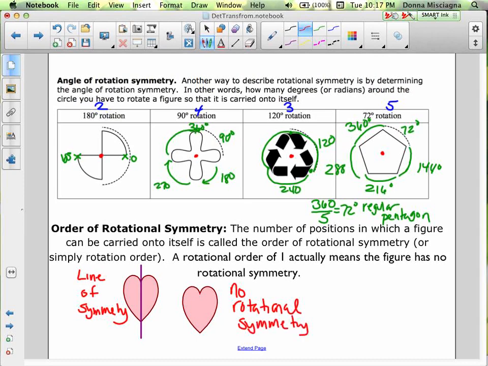So if you just rotate the figure, you can tell whether or not it has rotational symmetry, whether it looks exactly the same, and whether it maps to itself again. That's what carried onto itself means.